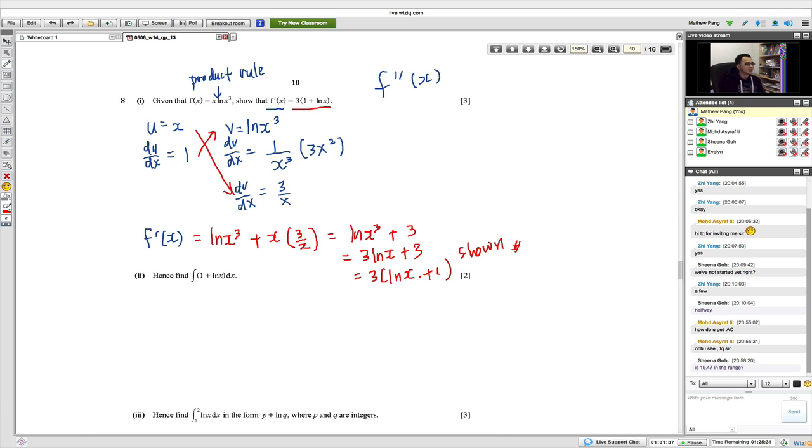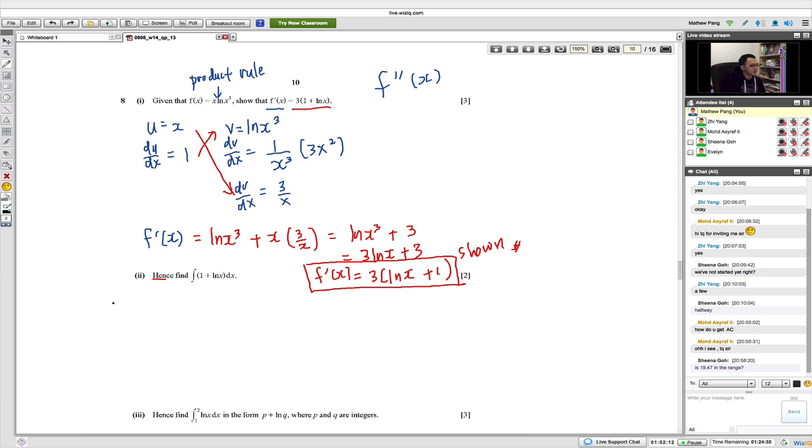And then the question asks you, hence find the integral of 1 plus ln x. So basically for this one, you cannot integrate ln x directly. So in order to integrate ln x, you have to use the answer in part 1. That's why you see the word hence. So in order to use the answer in part 1, I will write down the whole thing. It means I differentiate f(x), I actually will get this one, isn't it? This is the thing I will use here. So I will copy the whole thing down here.